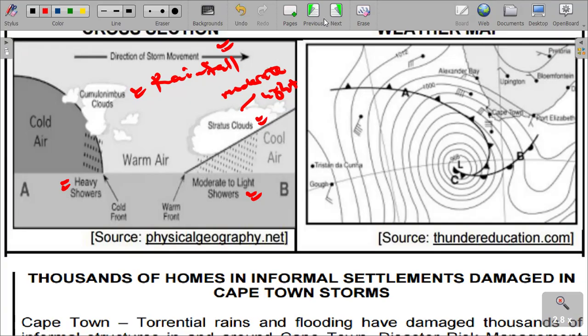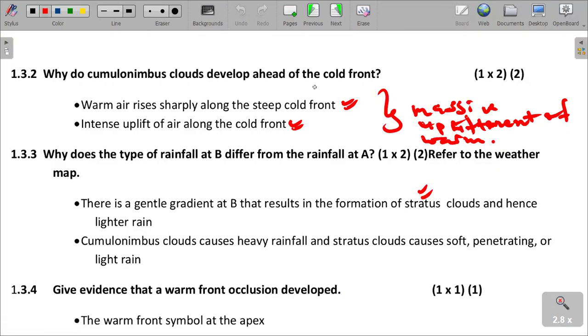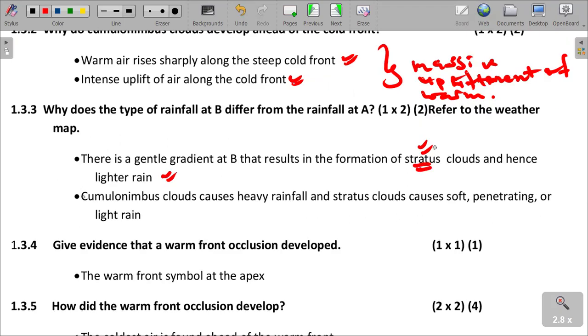Therefore, the stratus clouds would always result in what? In lighter rainfall. So we have lighter rainfall because of this type of cloud. In A, there are cumulonimbus clouds that result in heavy rainfall, and stratus clouds cause soft or light rainfall. So the type of clouds found on A and B differ: A has cumulonimbus clouds associated with heavy rainfall, which is different from B, which has light rainfall.